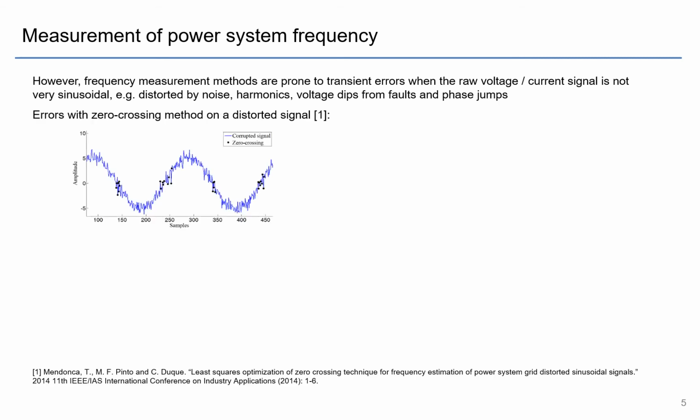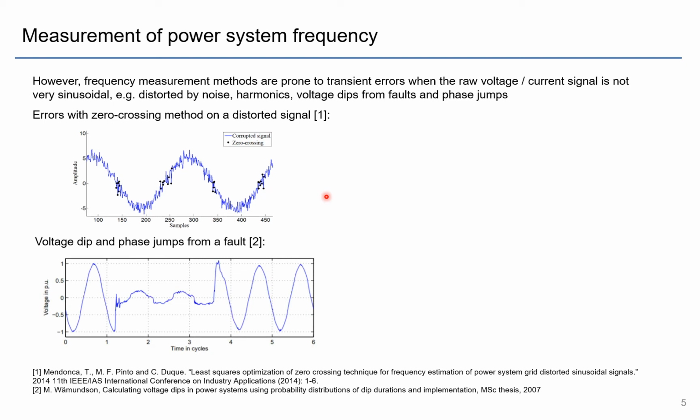So here are some errors that can occur when using the zero crossing method on a distorted signal. In this case, some noise and harmonics. And you can see when you're counting up zero crossings, where you have lots of noise, you have lots of zero crossings. So your frequency will be a mess in this case.